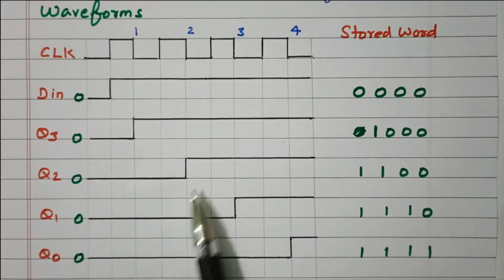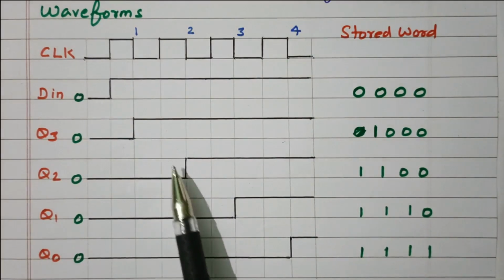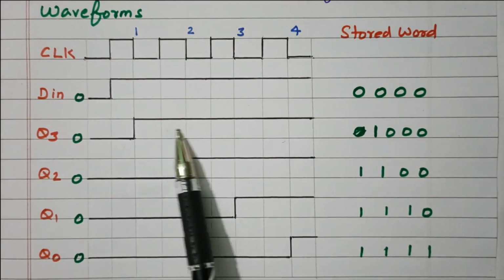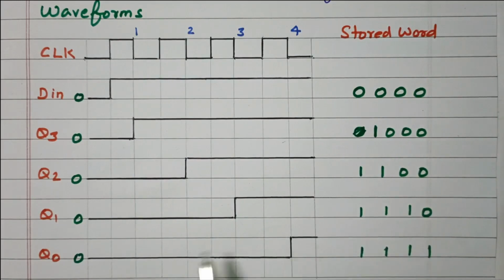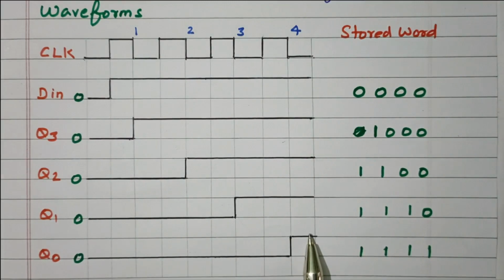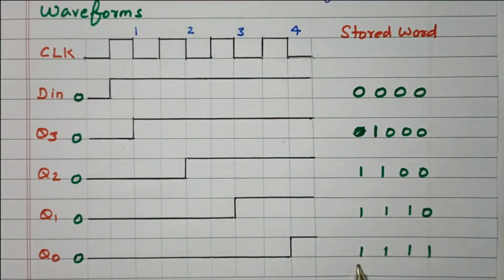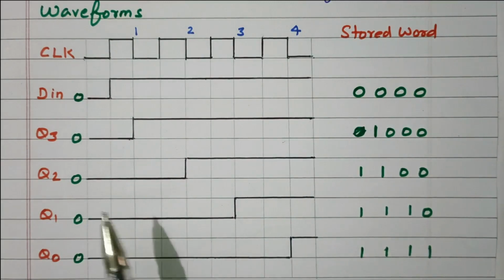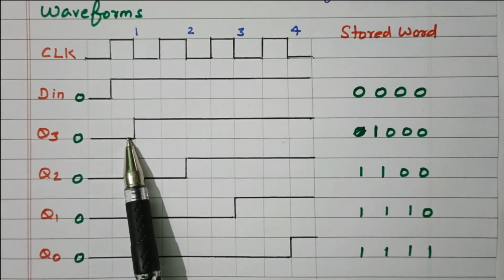In Q1, during the third clock pulse, it becomes high. Q3, Q2 are already at high level. Thereafter it is high level only. So now it becomes 1, 1, 1, 0. After applying the fourth clock pulse, Q3 is also high level. Q1, Q2, Q3 are already at high level. So it is 1, 1, 1, 1.